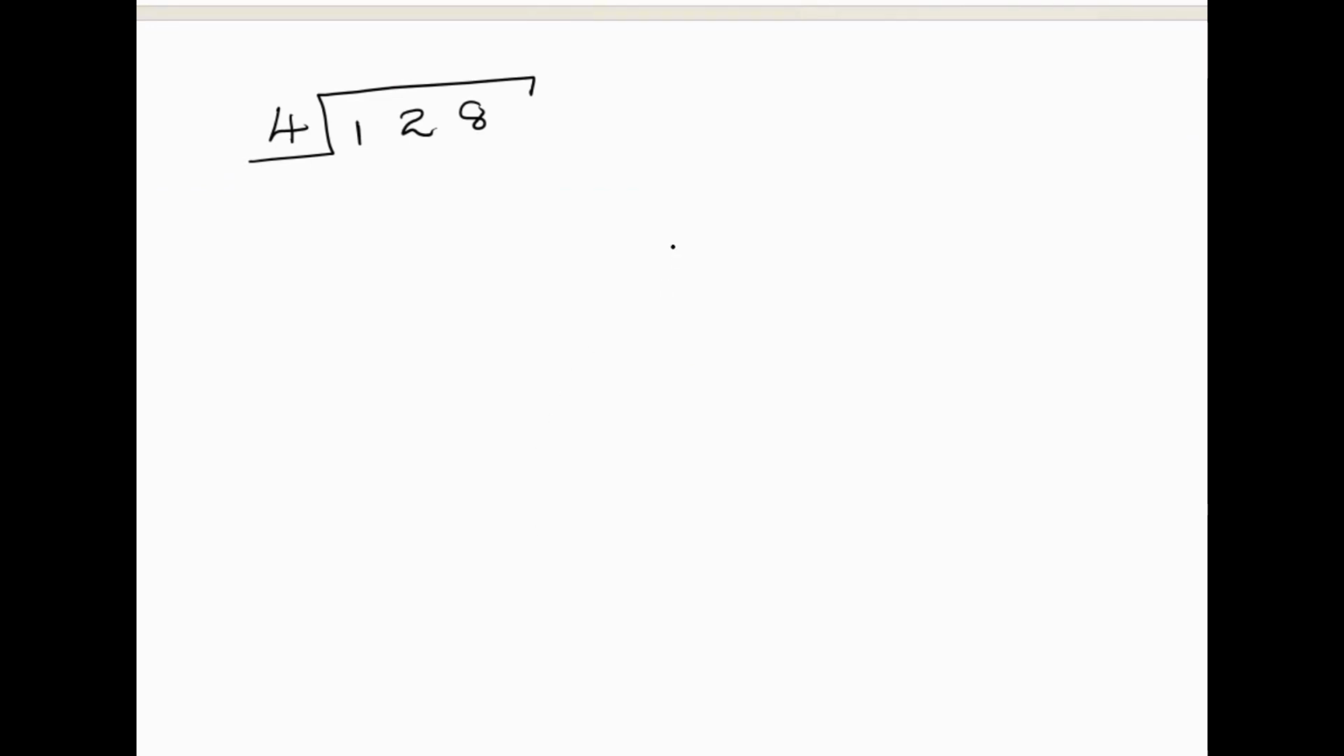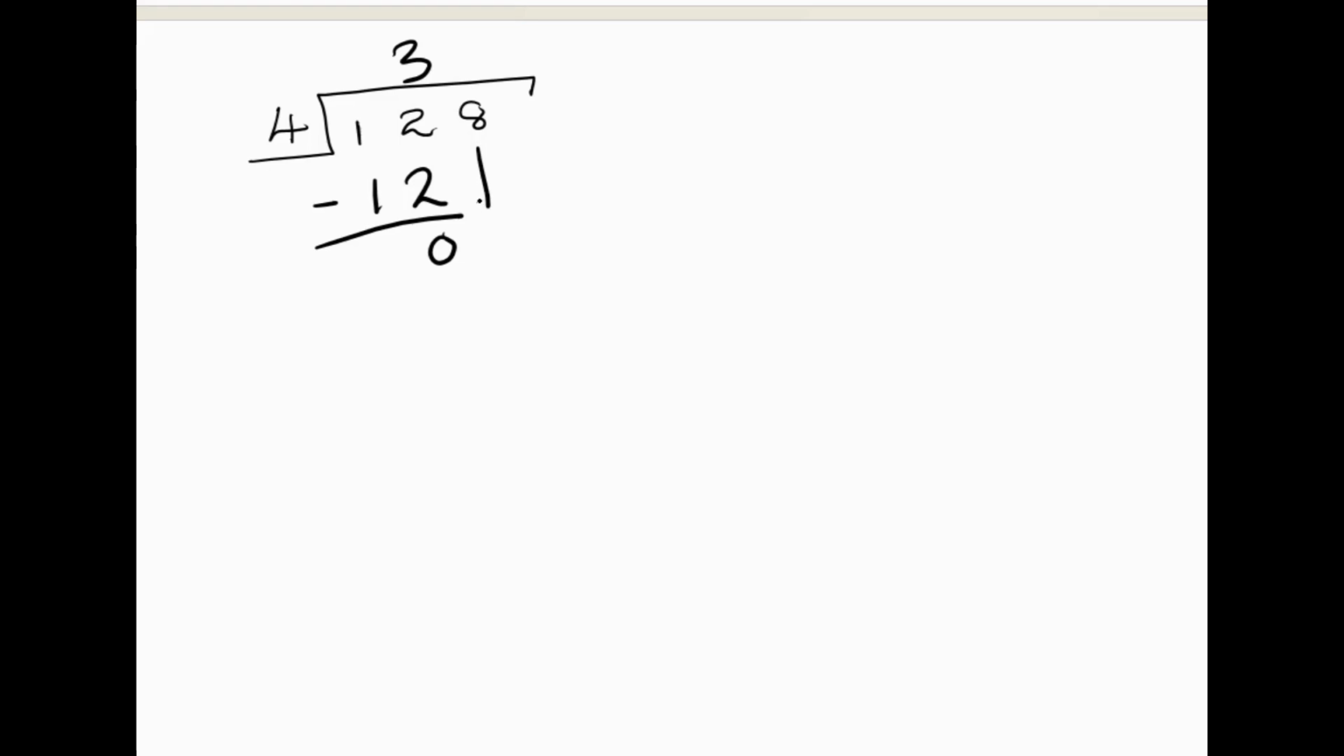So we have 4 into 126. So 4 into 1, we see that it can't. So we have to look at 12. So we say 4 into 12, we get a 3. 3 multiplied by 4, we get a 12. Then we subtract. Then here we get a 0.